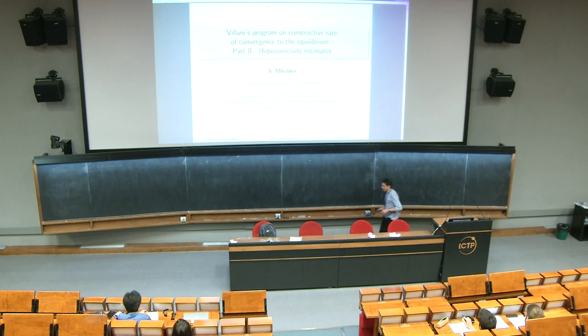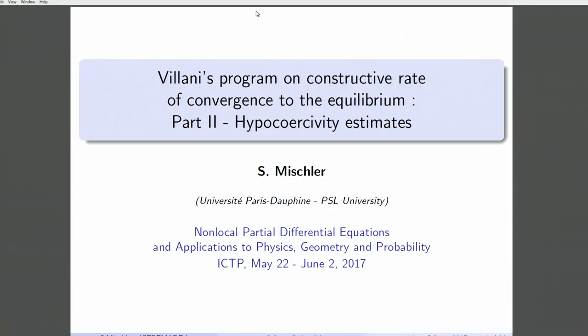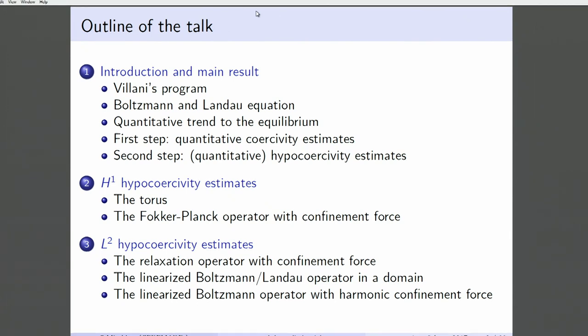So I would like to speak today about a program by Villani about the question of obtaining a rate of convergence to the equilibrium for the Boltzmann equation, which is constructive. And today I focus on part two of the program, which is the hypocoercivity estimates. So I will give an introduction of the general problem, and then I will present some ways to obtain this hypocoercivity estimate, first in an H1 framework, and then in an L2 framework.